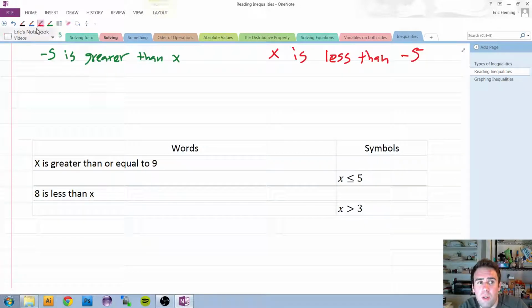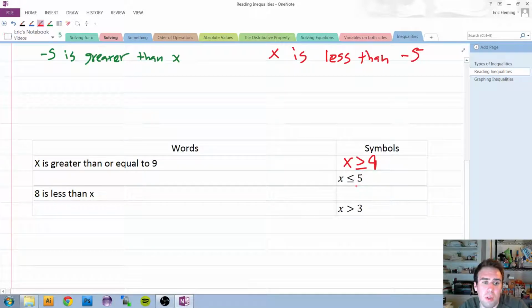2 and 3. So hopefully you paused the video, and now you're back with us to see our end results. Let's read from left to right. X is greater than or equal to 9. X is opening up, greater than or equal to 9. Now let's look at our symbols.